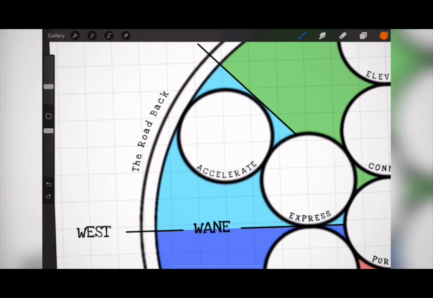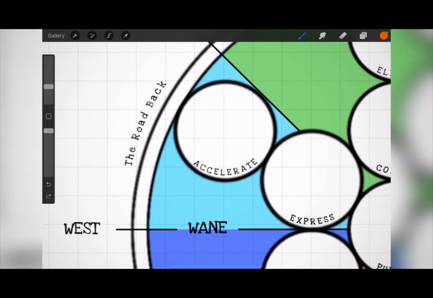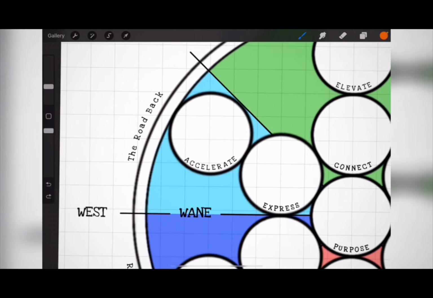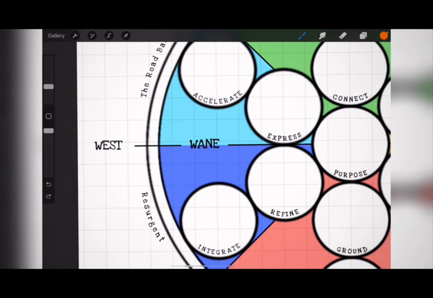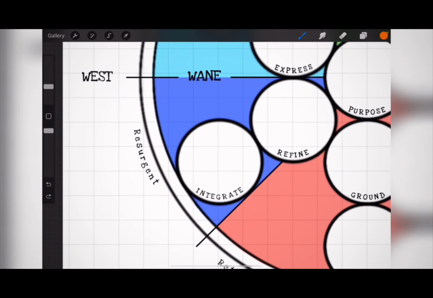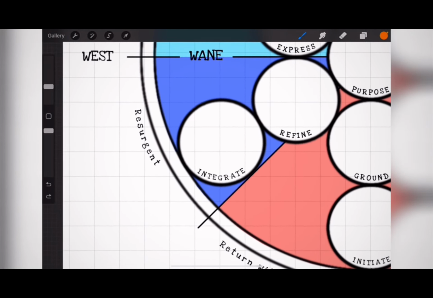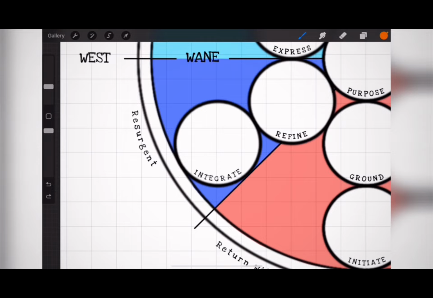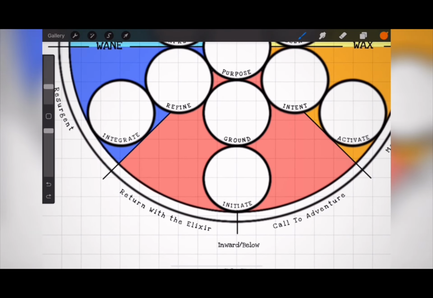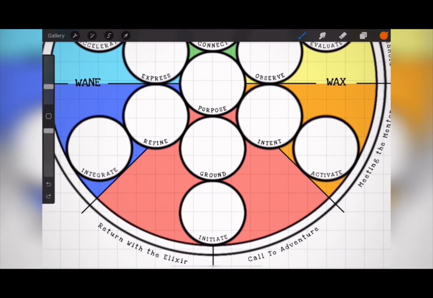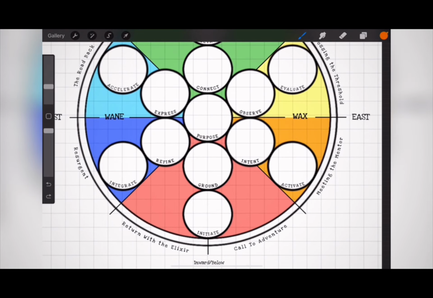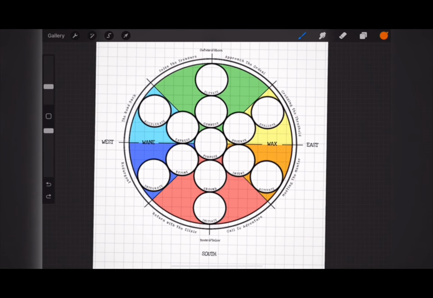And here's where I get to express that success. I'm heading back home. I'm implementing the discipline that I've picked up. I'm accelerating the progress that I'm making with my purpose. Okay. And then we're heading west. We're coming down here. We're going to come back into our inner world, coming back home. We're going to refine the lesson. We're going to enhance the lesson that I've learned. I'm going to integrate it into my life. And then this is when I return with the elixir. I come back to my purpose, and I come back to my ground, and then I can start a new hero's journey from there.